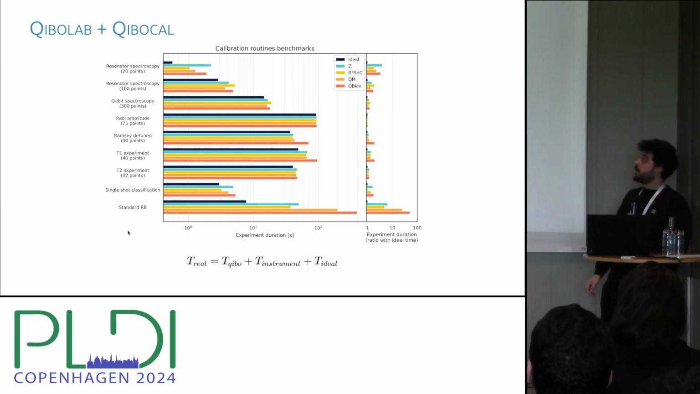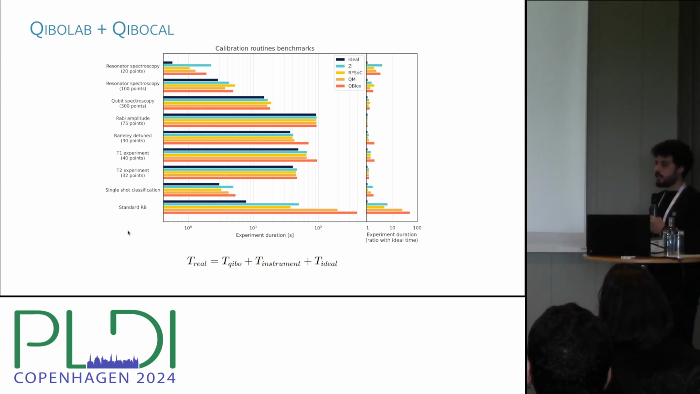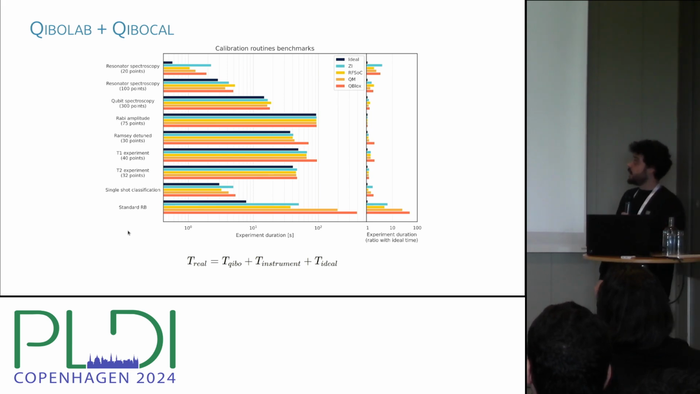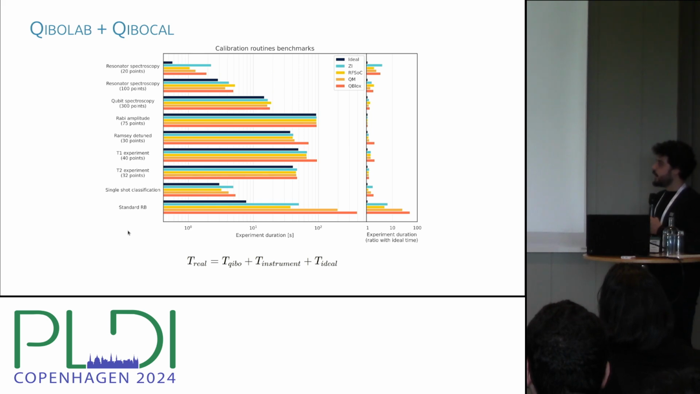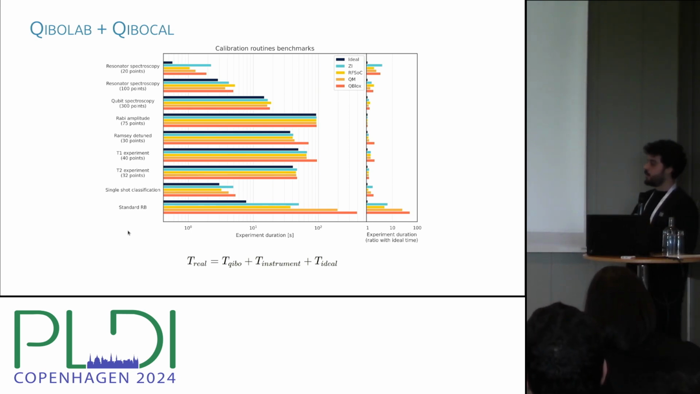Another thing that we can do is benchmarking the different drivers. In this case, we have evaluated the execution times for different experiments and for different drivers. And as you can see, the black line is the ideal execution time, that is just the duration of the pulse sequence, and the other ones are the execution times of the different drivers. As you can see, the real time is higher than the ideal time because we have some overheads from the Qibo ecosystem, from the instruments, and the communication between the two.